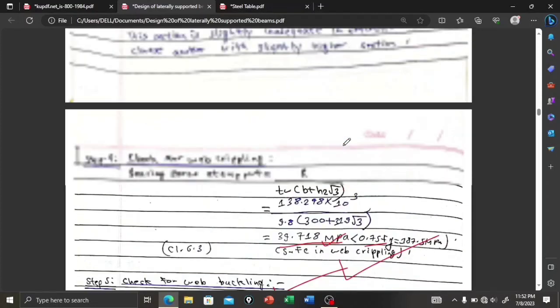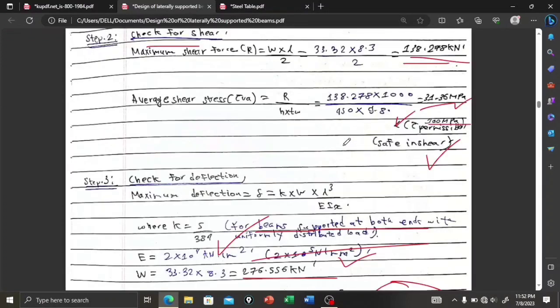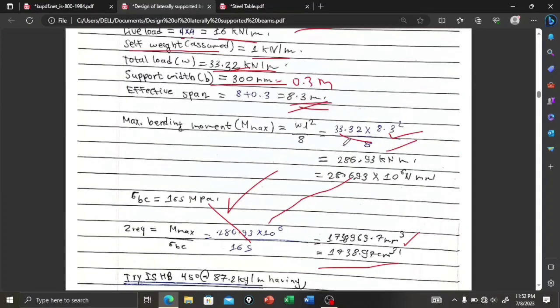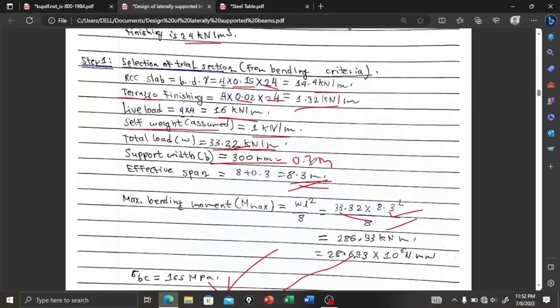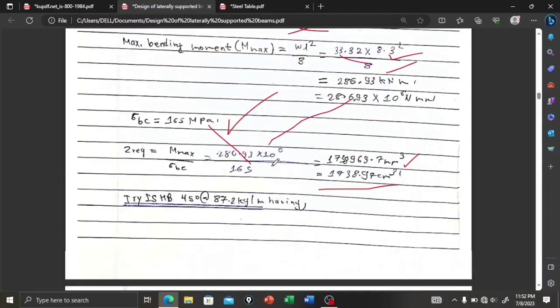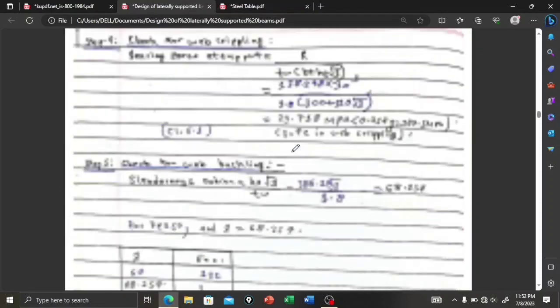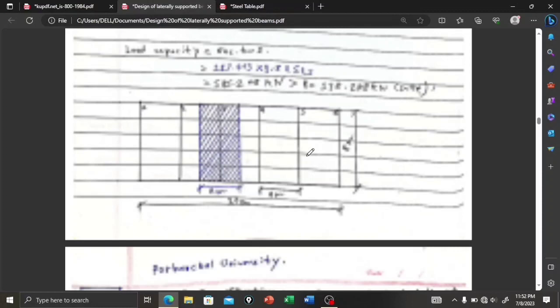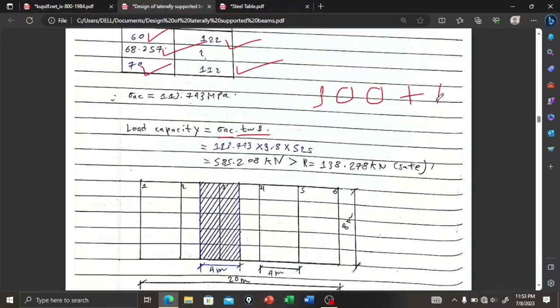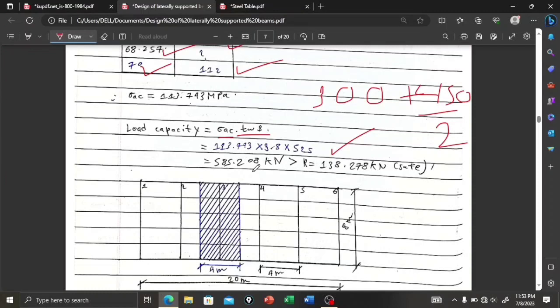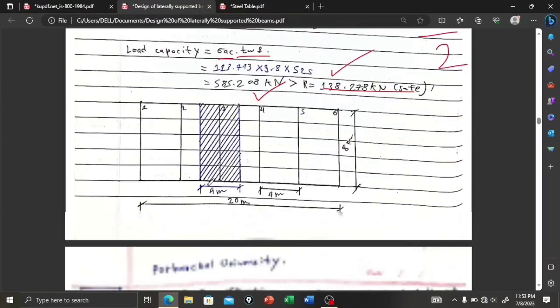Support width is 300 and section is 450. So 300 plus 450 divided by 2 is 525. So it is 585.208 kilonewton, which is greater than R. So okay, this is the figure.